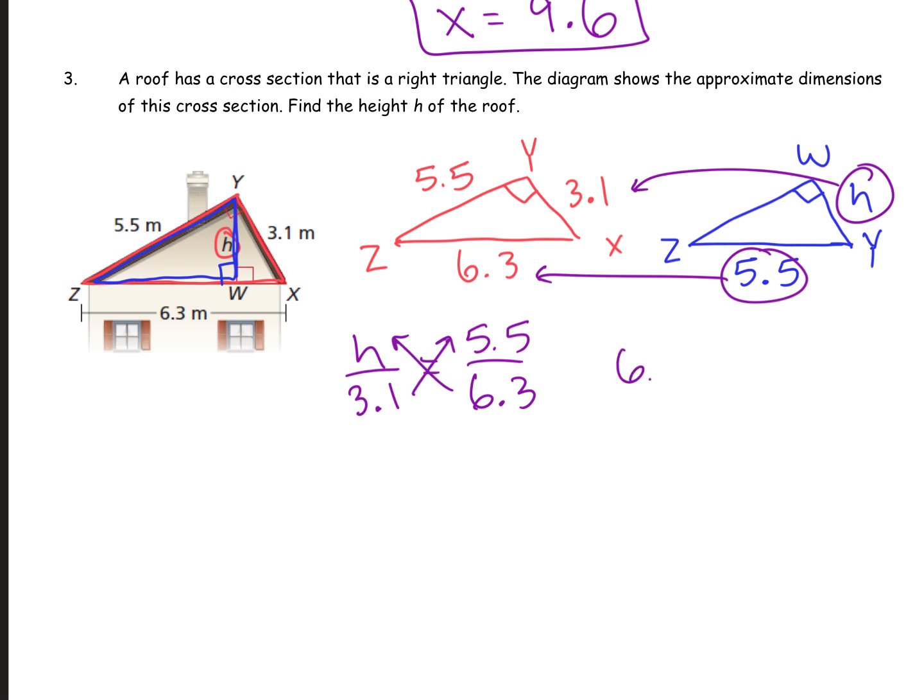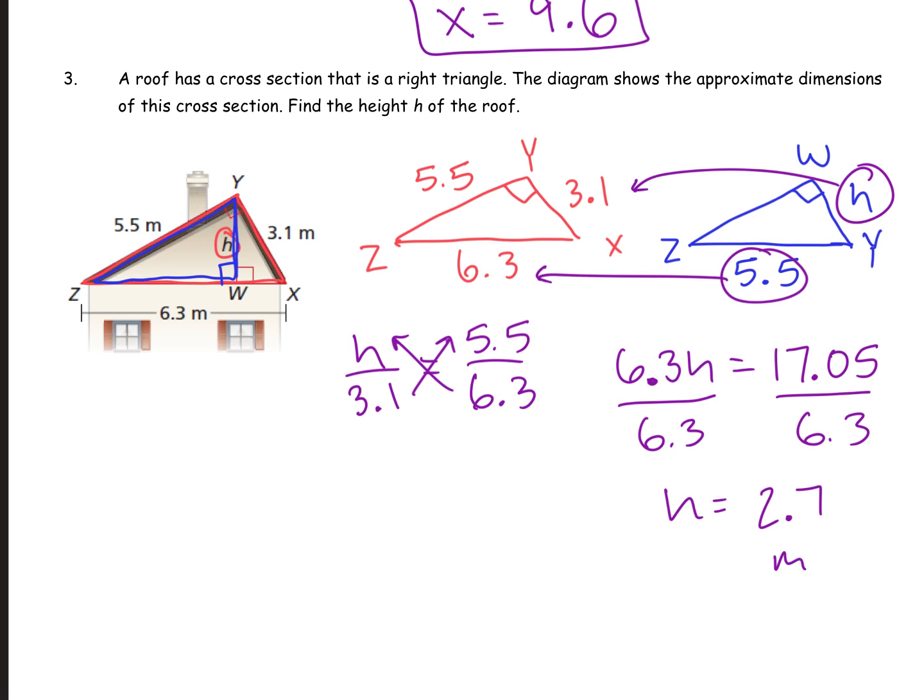So, cross multiply. 6.3h is equal to 3.1 times 5.5. And then we just have to divide both sides by 6.3. H is approximately 2.7 meters.